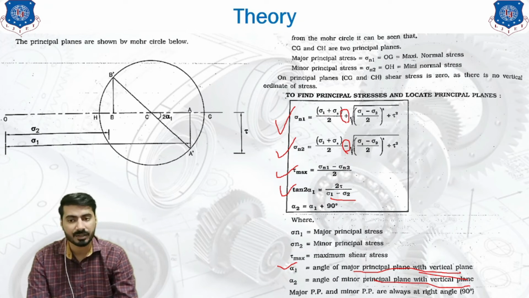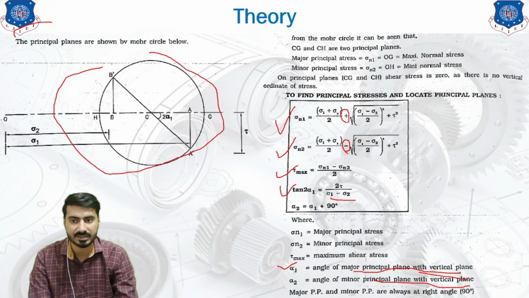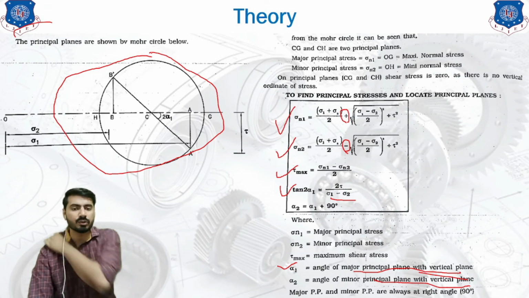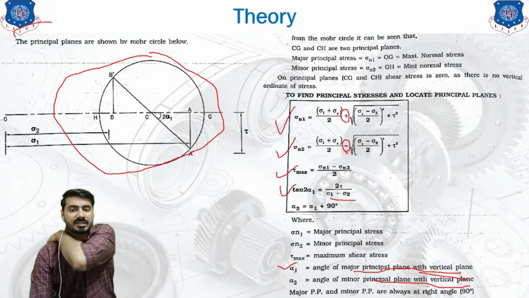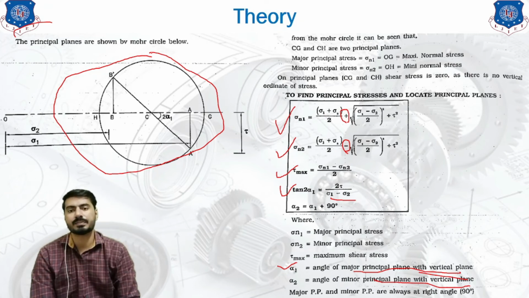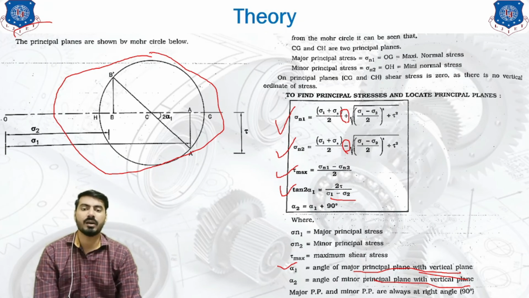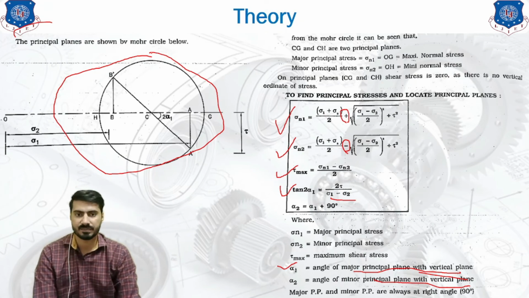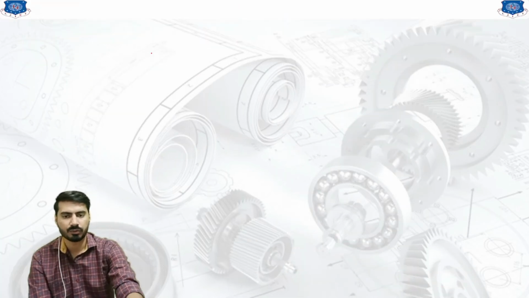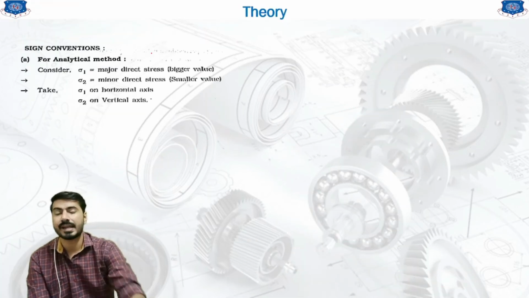On the left, whatever you are seeing over here is a Mohr circle. Mohr circle is the graphical method that we are going to use in the upcoming chapter. But using this method, we have located our principal planes. So we will move forward to sign conventions.